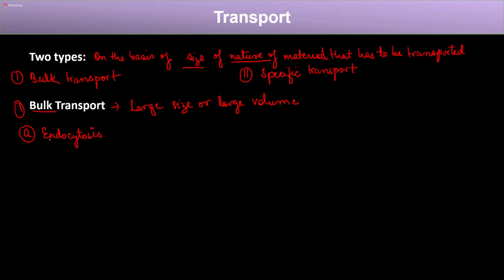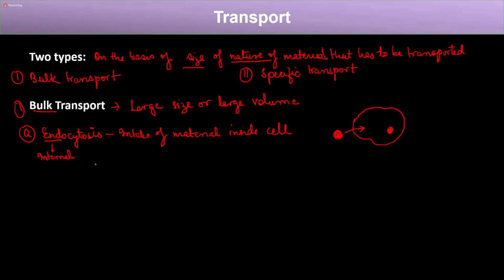Now, what do you mean by the term endo? Endo means internal. So suppose this is a cell, and it is the nucleus. If a cell is taking something bulky inside, then this process will be called endocytosis. So endocytosis is intake of material inside the cell.